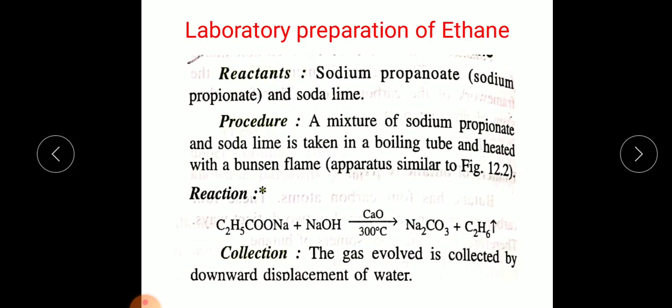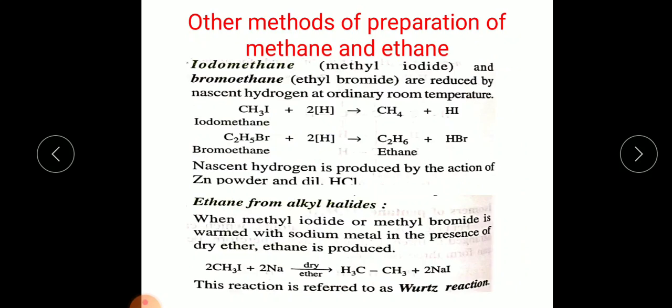Now, the laboratory preparation of ethane is done in the same way. The only thing you need to replace is sodium ethanoate with sodium propanoate and soda lime. Same procedure: a mixture of sodium propanoate and soda lime is taken in the boiling tube and heated with a Bunsen flame, and the reaction takes place in this way. Sodium propanoate with soda lime mixture will give you sodium carbonate and ethane, and the gas evolved is collected by downward displacement. So the laboratory preparations of methane and ethane are the same; you only need to change the reactants.